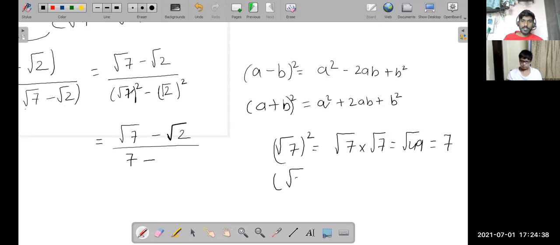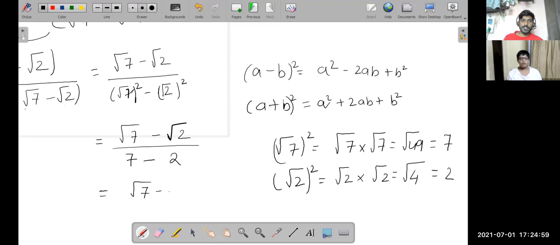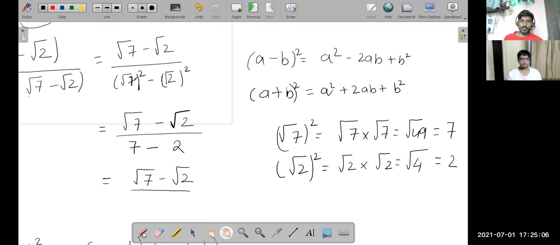Similarly, you have to take the square of root 2. How much will this be? Root 2 multiplied by root 2 is root 4, and root of 4 is 2. So this becomes 2 here. Now the numerator as it is, root 7 minus root 2. Denominator 7 minus 2. How much is it? 5.